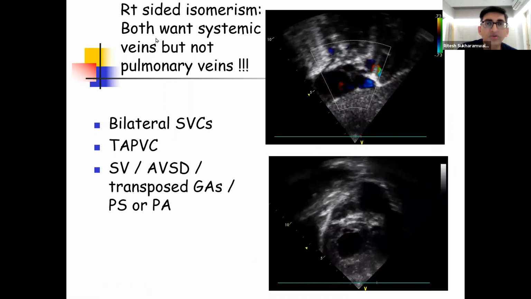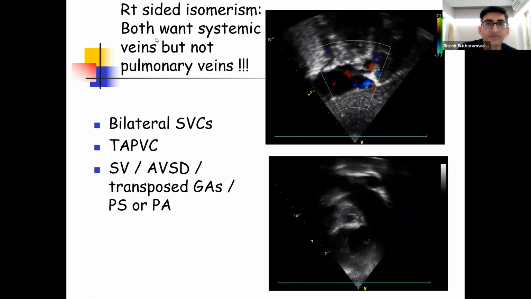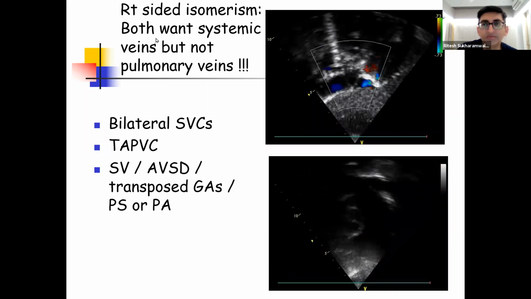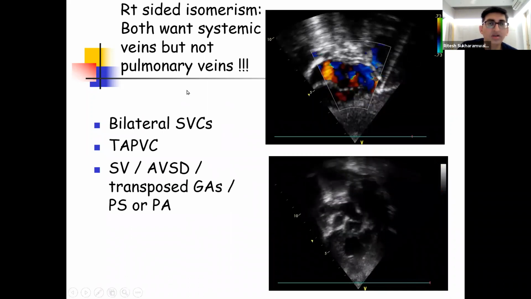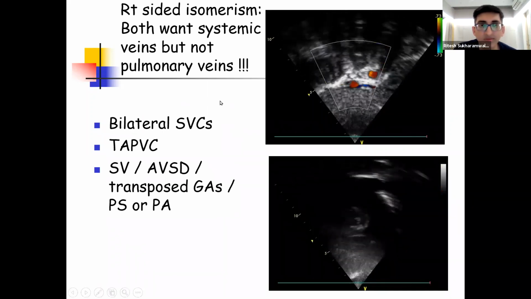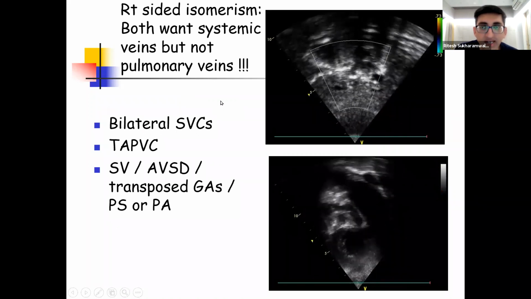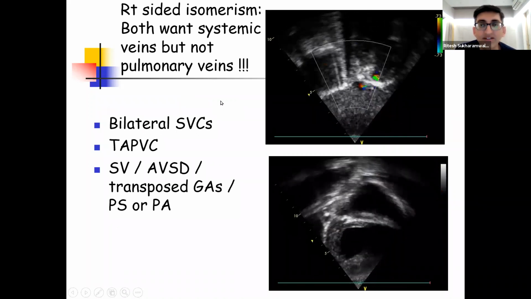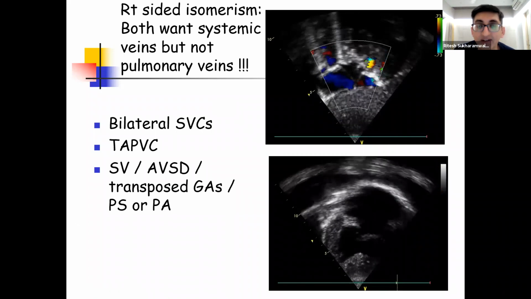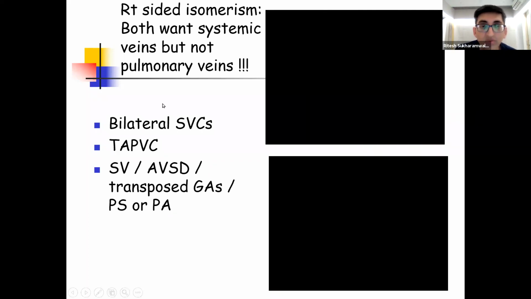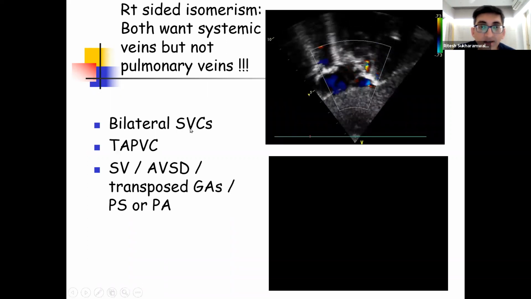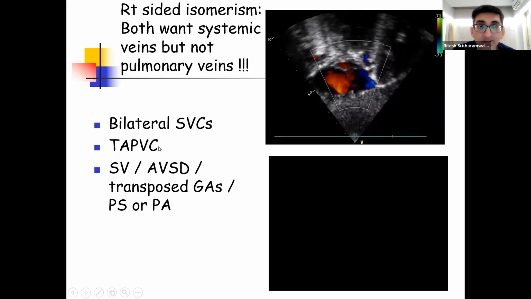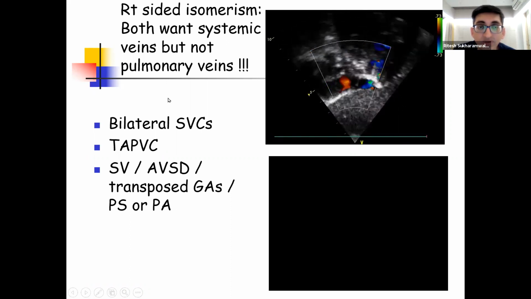So now coming to various isomerism, right-sided isomerism. What is right isomerism? When both parts of the body want to become like the right side, nobody wants pulmonary veins. Both of them want superior vena cava. So we will have bilateral SVCs. We will have TAPVCs in patients with right isomerism.